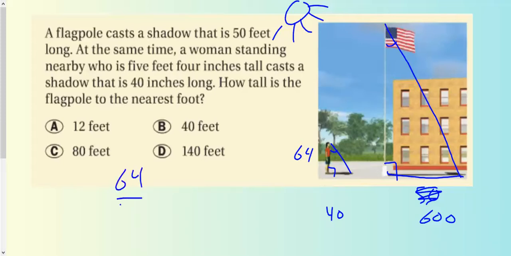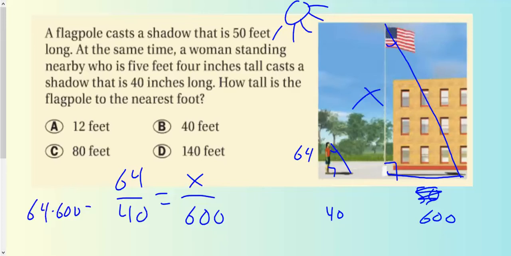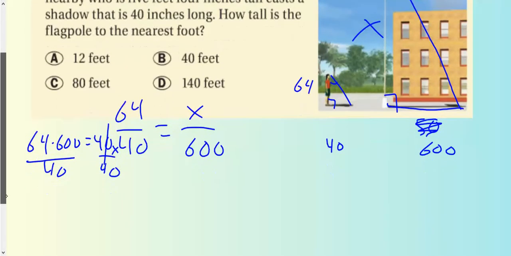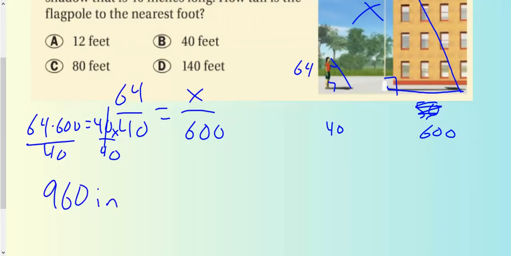And then we can do 64 over 40, and there are multiple ways of doing this. We'll call the flagpole's height x, equals x over 600. So we're doing actual over shadow equals actual over shadow. And then you could just cross multiply. 64 times 600 equals 40 times x. Divide by 40. So 64 times 600, and then divide that by 40. This is going to be in inches, of course. So we have 960 inches. And we'll convert that into feet by dividing by 12, which is 80 feet. And there's your answer.